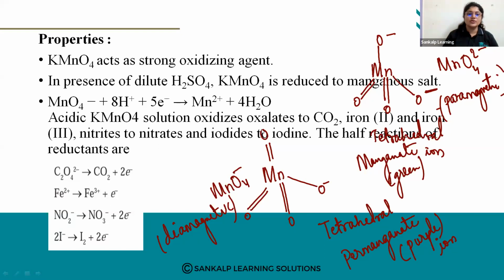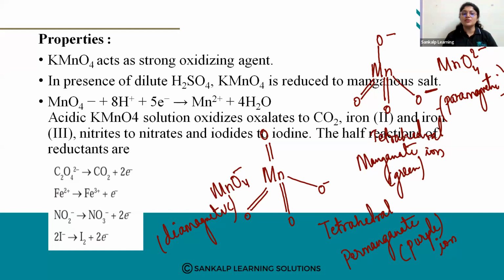So Mn2+ is converted from MnO4-. From KMnO4, the manganese goes from +7 to +2, giving you the manganese salt.